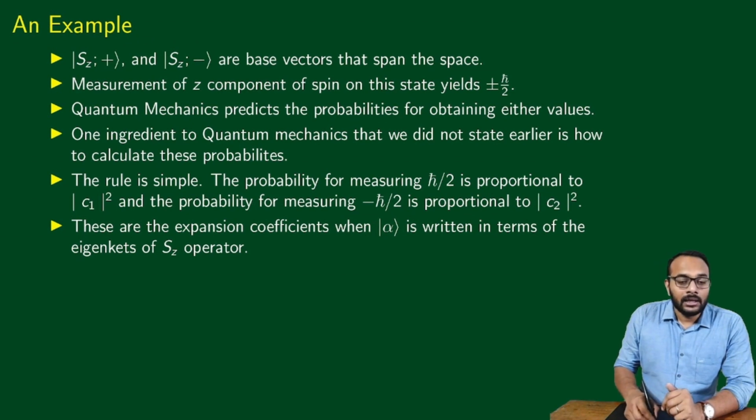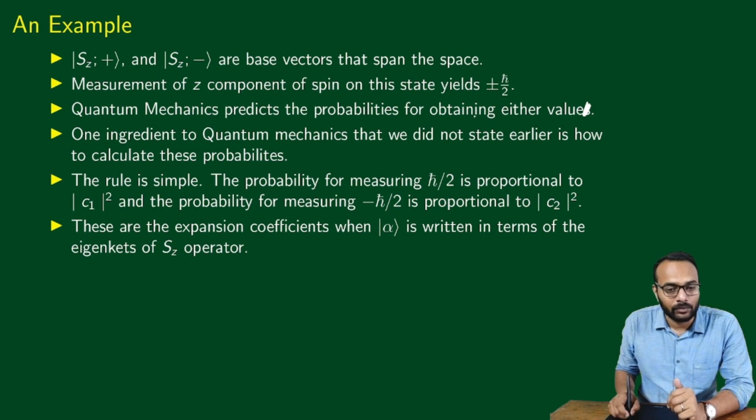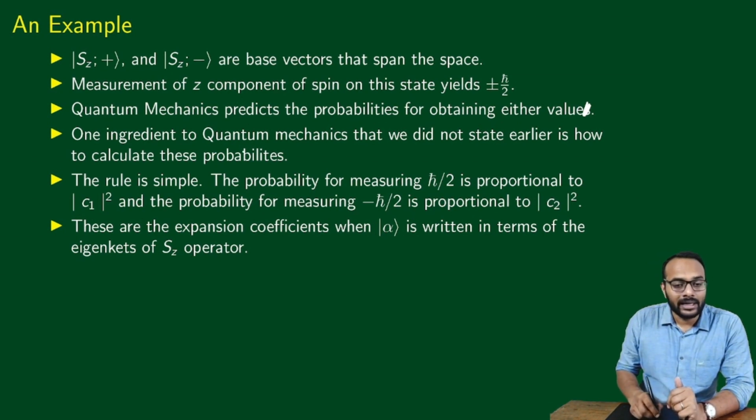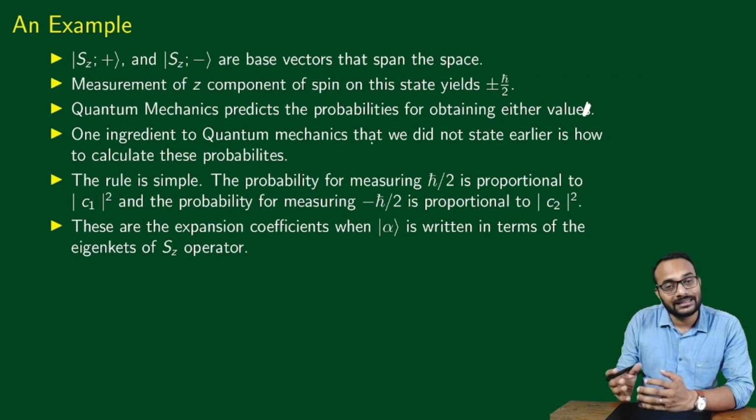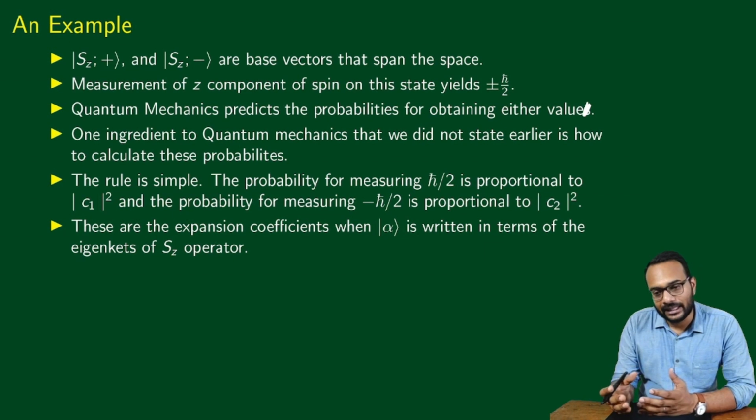Now, measurement of the Z component of spin on this state is plus or minus h cross by 2. What quantum mechanics does is to predict the probabilities for obtaining either value. So, one ingredient of quantum mechanics that we did not state earlier. We have not discussed this yet, but I'll just state it here. We'll be seeing these things in more detail later on.